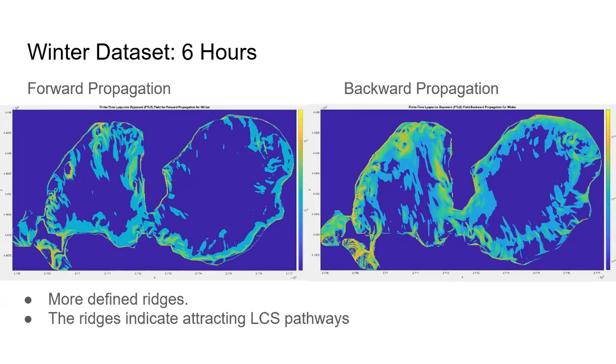Now moving on to the winter data set for 6 hours. The ridges are more defined and they start spreading throughout the whole area, which indicates attracting LCS pathways, especially in the backward propagation.